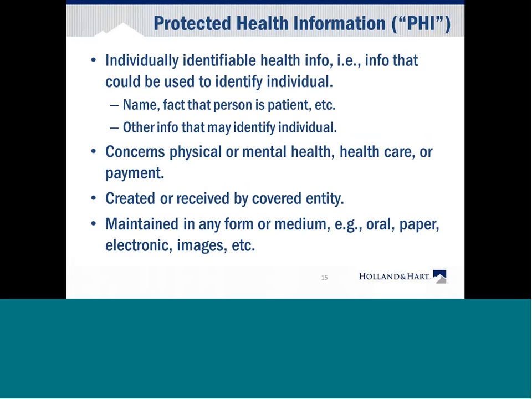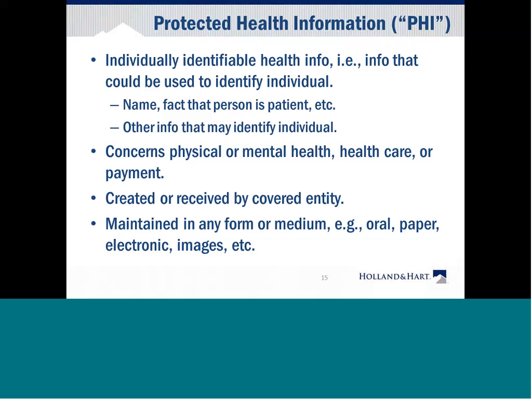What does it apply to? It applies to protected health information. Protected health information is individually identifiable health information that can be used to reasonably identify the individual. It's their name, it's the fact that the person is a patient, it's any information that might reasonably identify the individual. Just simply using that individual's initials or disclosing information that somebody else could use to identify the person, that is protected health information, even if you don't use their name.